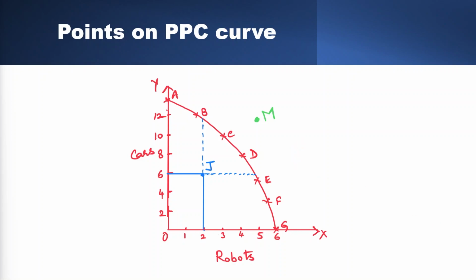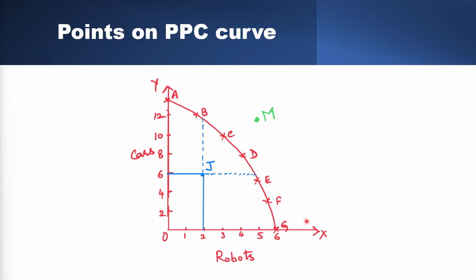Any point inside the curve shows inefficiency, which means we are not using our resources to the fullest. Like at point J here, we can still produce more units of both the goods. Any point on the curve like A, B, C, etc. shows that there is a full and efficient use of resources for any combination of robots and cars being produced. The curve itself shows efficiency.